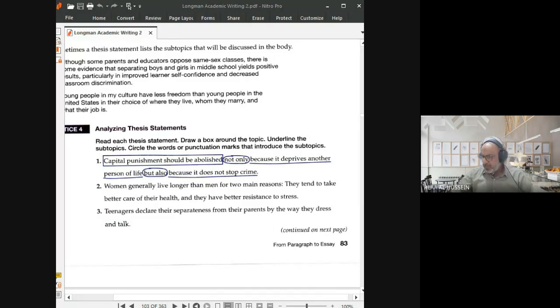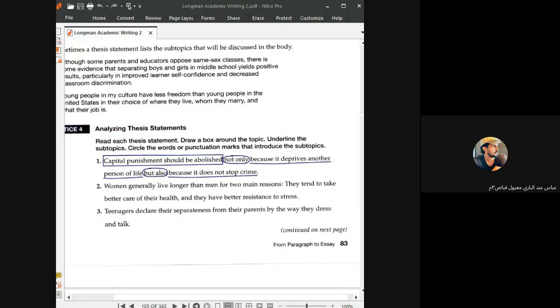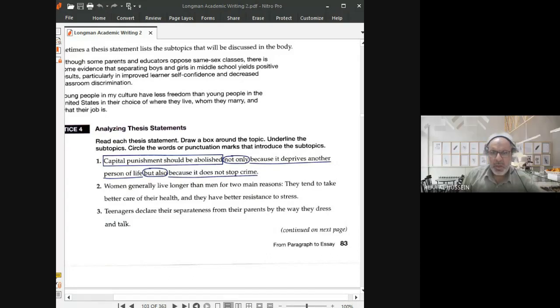Yes, Abbas, go ahead please. Yes, thank you so much. The capital punishment is the topic. Okay. Because it deprives another. This is the main idea because it is the opinion of the writer. Okay. So the main idea is deprives another person? Yes, because it is the opinion of the writer. Okay, the opinion of the writer. What else? Thank you. What about the signaling words? Where are the signaling words? Because it's. Okay, thank you very much, Abbas.